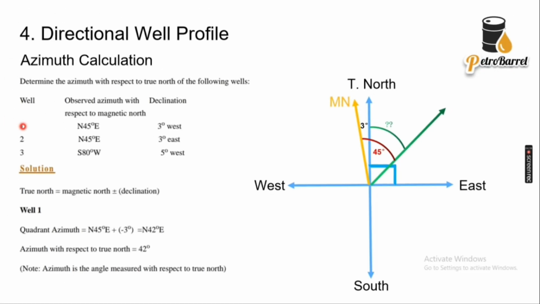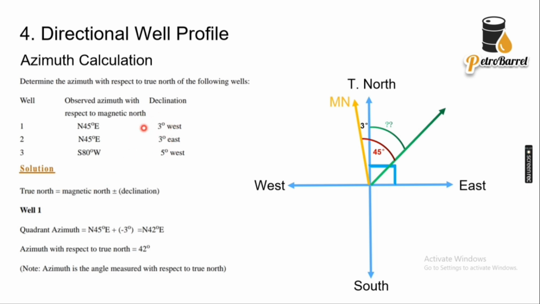For the first example, or well number one, simply the true north is equal to magnetic north plus or minus declination. How to correct the azimuth angle? The first step, we will draw the declination ray.